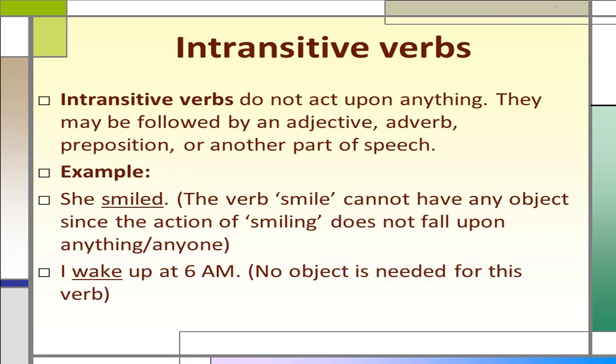Intransitive verbs. Intransitive verbs do not act upon anything. They may be followed by an adjective, adverb, preposition, or another part of speech. For example, she smiled. The verb smile cannot have any object since the action of smiling does not fall upon anything or anyone. I wake up at 6 a.m. No object is needed for this verb.